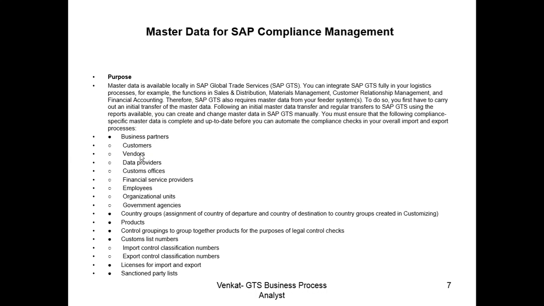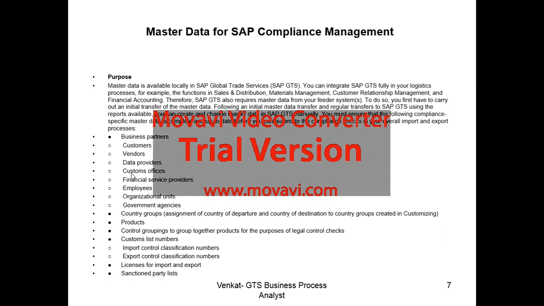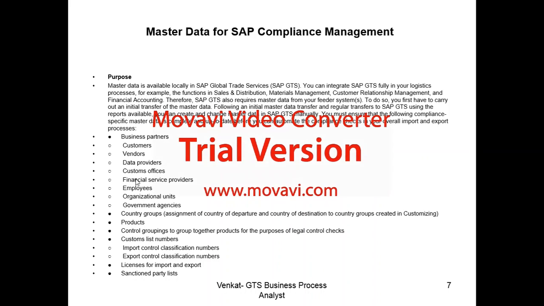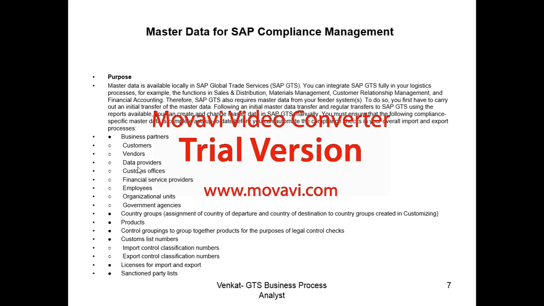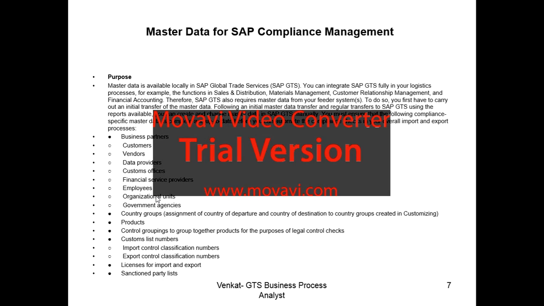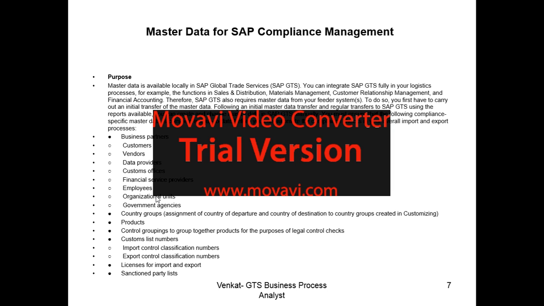The customer, vendor, data provider and the customs office. SAP GTS suggests using the customs offices also as a business partner in the GTS system. Financial data providers, like the banks or any financial institutions, we can also consider as business partners. And then employees: if any employee is going to participate in international trade, we consider those employees as business partners. The special criterion in SAP GTS is that we also consider organizational units as business partners.